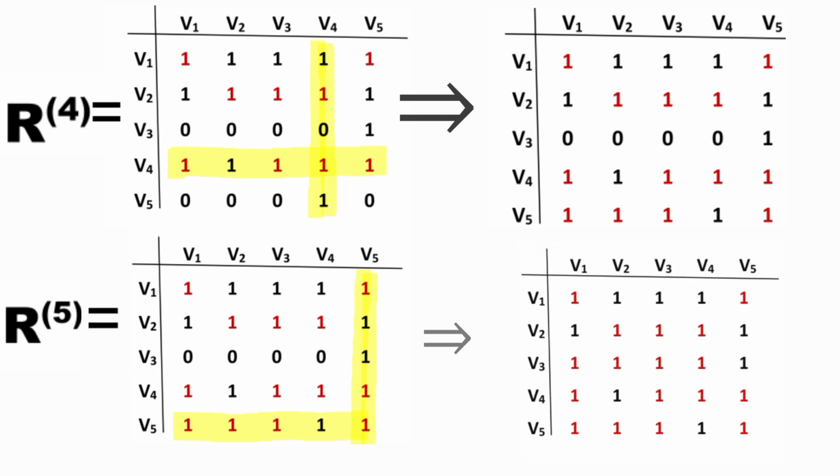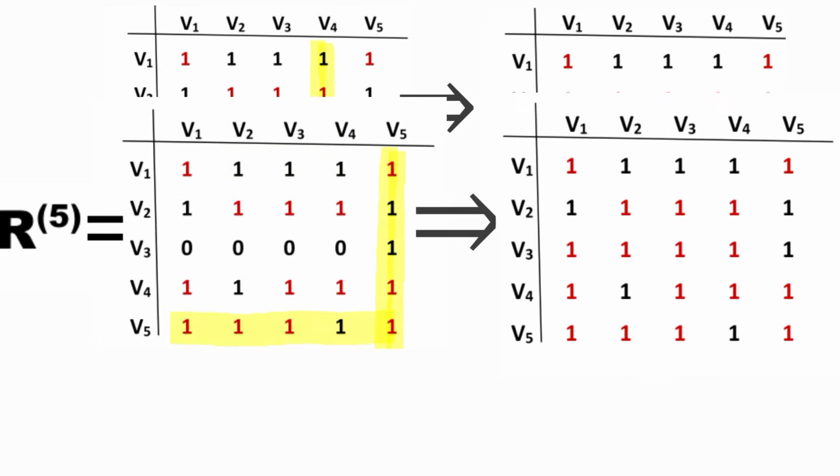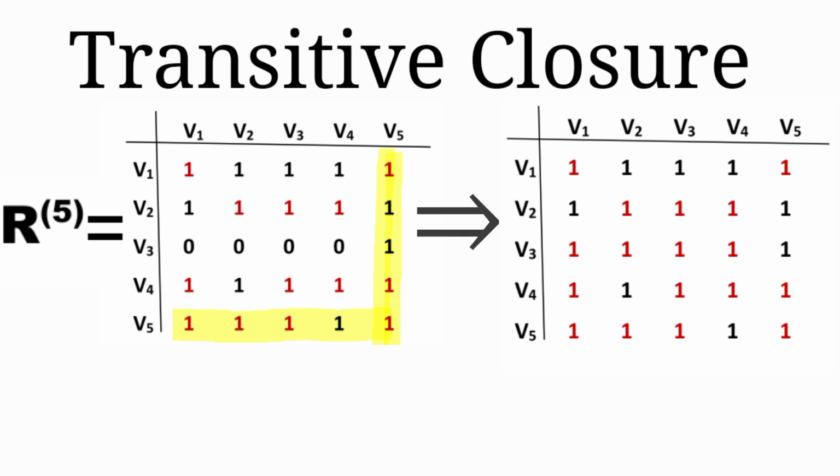Getting R5, highlight the row of V sub 5 and the column of V sub 5. In R5, there are new paths from the vertex in row V sub 3, which are V sub 3 to V sub 1, V sub 3 to V sub 2, V sub 3 to V sub 3, and the last, V sub 3 to V sub 4. So the matrix of R5 is called the transitive closure. When we say transitive closure, the vertices can reach or connect to other vertices or to themselves.